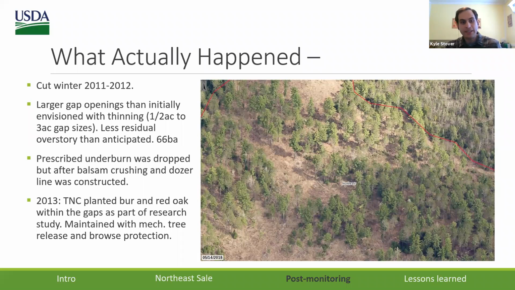And in 2013, TNC came along and we were looking for some study sites for an assisted migration study, planting bur and red oak that they had going on. And we thought some of these larger gaps would provide a rationale to do so out here, and also help us fulfill some of our regeneration requirements since we had such big gaps.